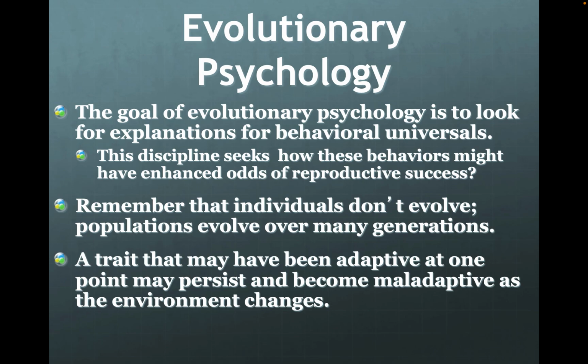A trait that may have been adaptive at one point may persist and become maladaptive as the environment changes. If you've ever watched a peacock try to fly with that huge tail, you know that doesn't happen. He has to hop from one place to the other. If he wants to get onto the top of the barn, he has to fly up to the roof, then up to the peak of the roof, and then to the top. He can't fly directly from the ground to the top of the roof because his tail is just too heavy.